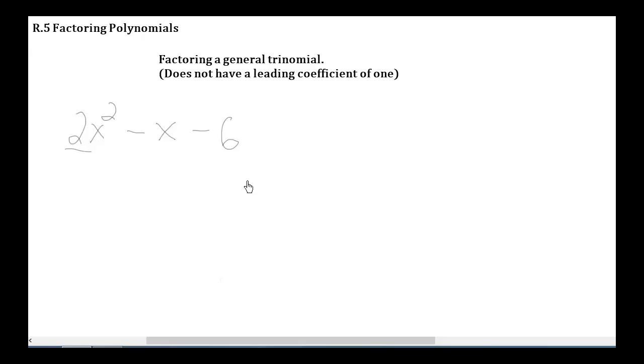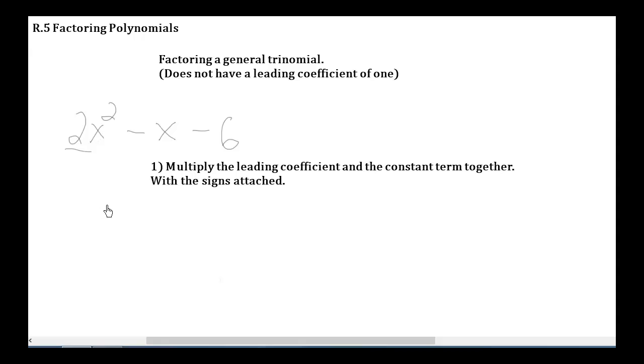Step number 1. Multiply the leading coefficient and the constant term together. So I have a leading coefficient of 2, and my constant term here is a minus 6, with the signs attached. This minus is attached to the 6. So I take 2 times a minus 6, which gives me a minus 12.